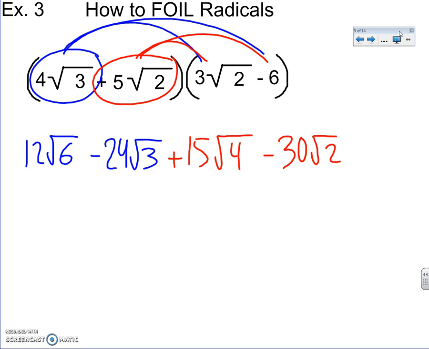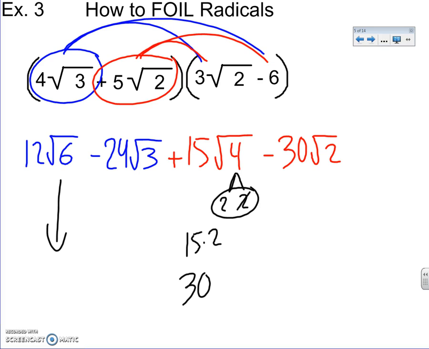Well, we gotta see if any of these break down. 6 is just 2 and 3, no pair, so there's no change really. So I'm not gonna bother with that. That'll stay 12 root 6. Square root 3 is already prime, doesn't break down because it's 3 and 1. But square root of 4, you know, it's 2 and 2, that's a pair. 1 goes out, 1 disappears, so this is really 15 times 2, so that number's 30.